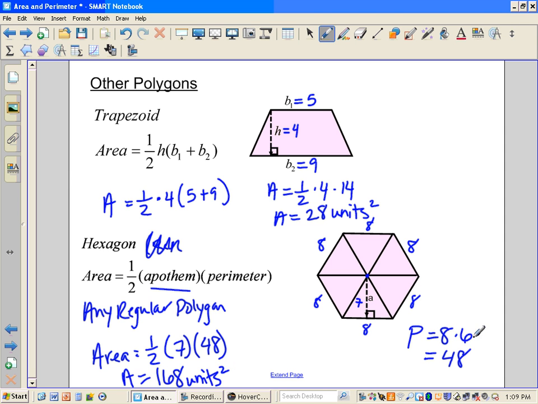squared. So remember, it all goes back to making sure that our heights, or the apothem in this case, are perpendicular, using formulas carefully, and following order of operations as well. Good luck.